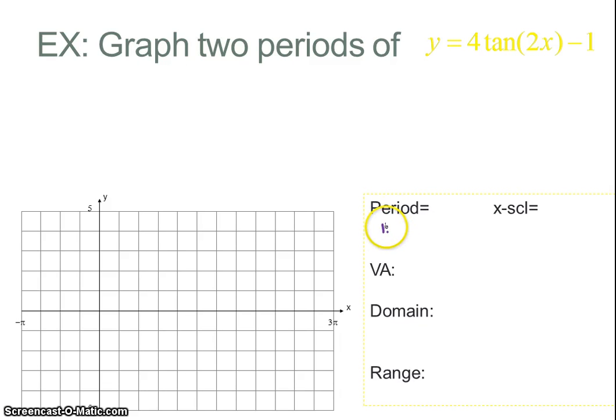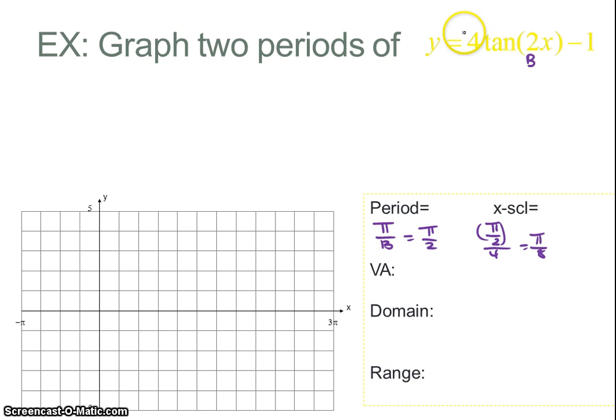So the period is always going to be pi over b, and my b is 2. So my period is pi over 2. My x-axis is period over 4, so it's pi over 2 over 4, which is pi over 8. So I'm going to make my x-axis in pi over 8. Next, I'm going to write the equation and find the domain and the range after I do my graph.